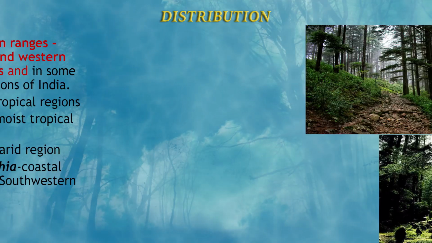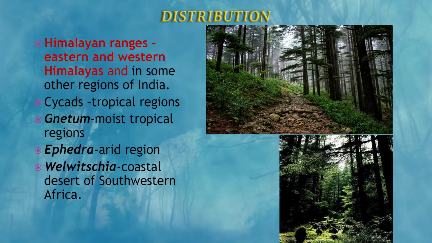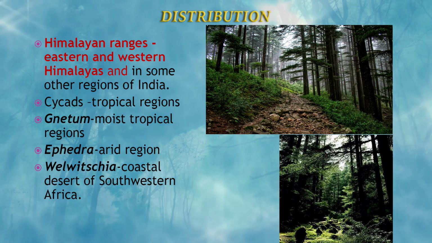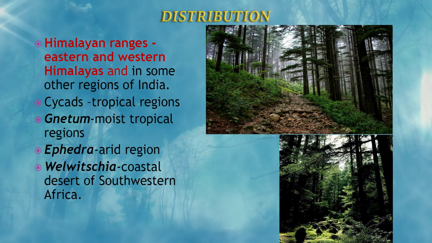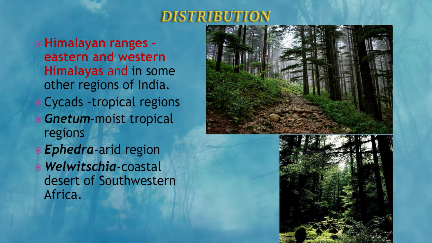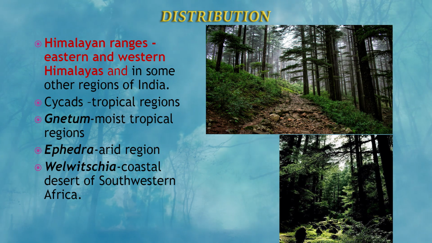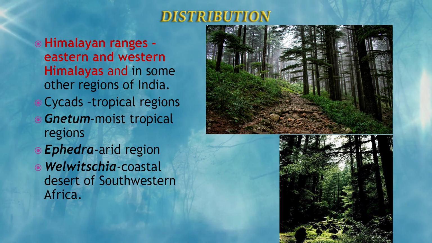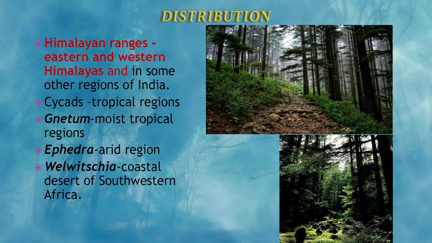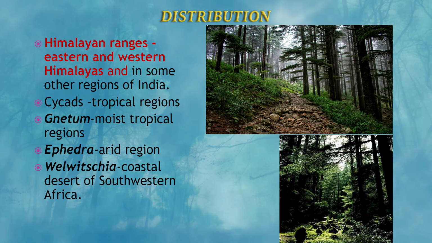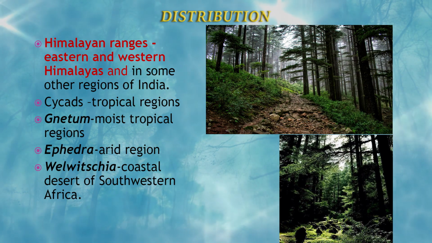They also existed with the dinosaurs, and that's why they are also called dinosaurs of plants. Where do we find these Gymnosperms? We can find them in the eastern and western Himalayas. Cycads we can also find in tropical regions, Gnetum in more moist tropical regions, Ephedra in arid regions, and Welwitschia in the coastal desert of southwestern Africa. So you can see they are distributed throughout the world, in all regions.